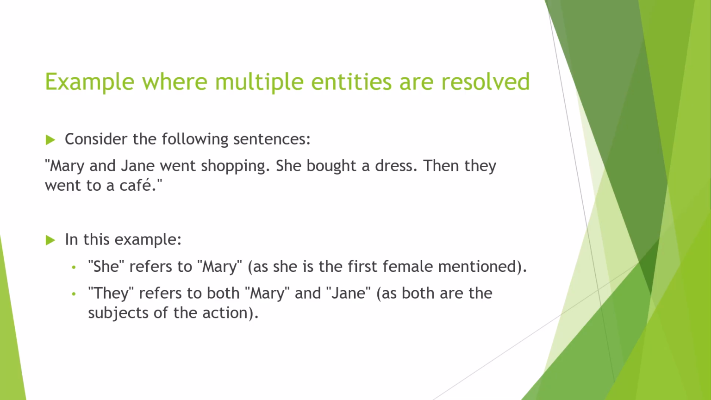Now let us consider one more example. In this example, multiple entities are to be resolved. We have the sentences, Mary and John went shopping. She bought a dress, then they went to a cafe. In this example, the pronoun she refers to Mary in the previous sentence, and the word they in the third sentence refers to both Mary and John in the first sentence.